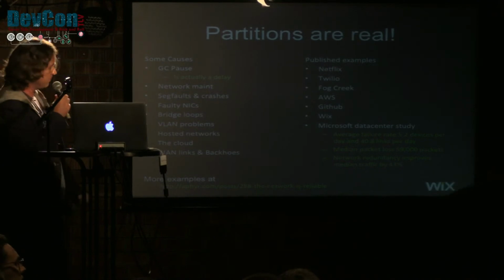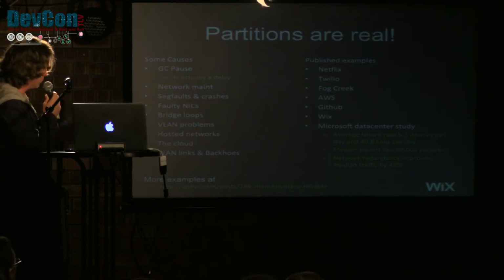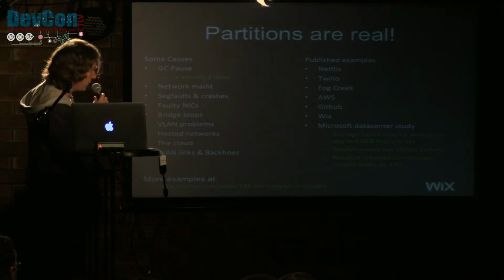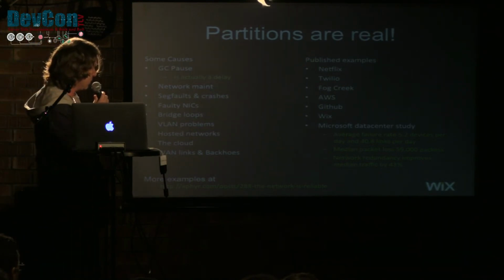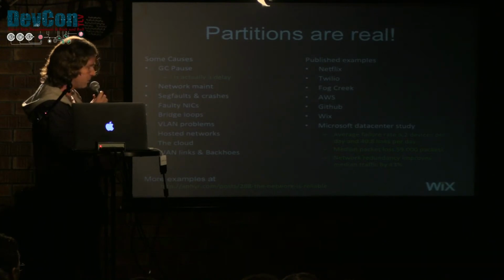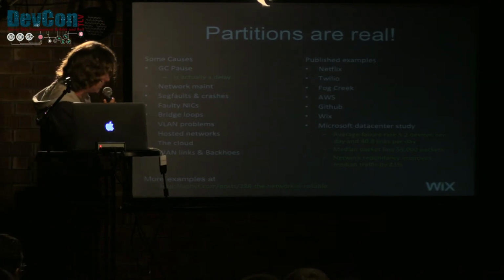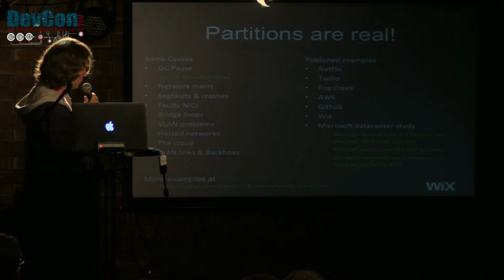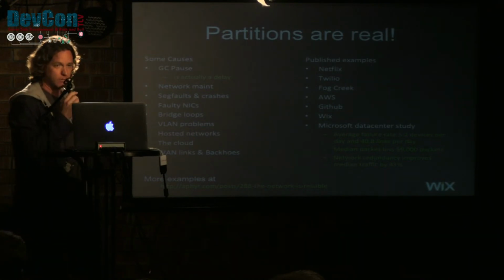There are published examples from Netflix, Twilio, Fog Creek, AWS, GitHub, and of course from us at Wix. Microsoft has published that on average they have a failure rate of 5.2 devices per day and 40.8 links per day. They have a median loss of about 60,000 IP packets a day. Even with network redundancy, it only improves that by 43%. So there's a big number of failures that happen there. A lot of companies face stuff like that.